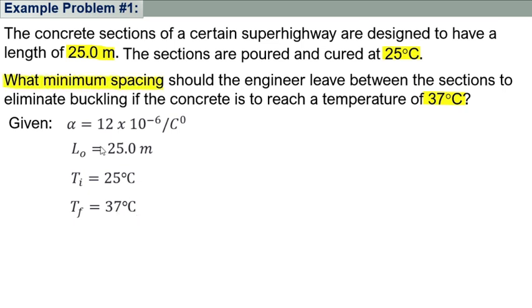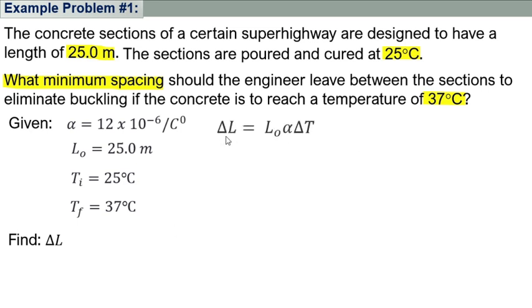So the question is, what minimum spacing must be made? Since there will be an expansion on the concrete cement, there must be spacing between the cement to eliminate buckling. So we are looking for the change in length. Since the temperature increases from 25 to 37 degrees Celsius, the concrete cement will expand, and that is the one we are looking for, the change in length or the expansion.